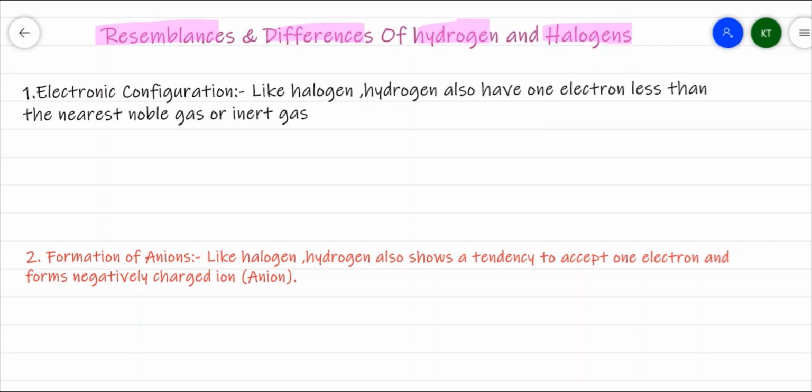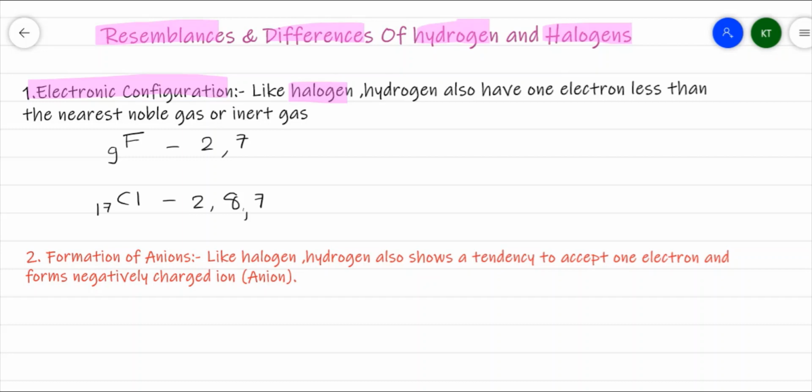The very first point is electronic configuration. Just like a halogen atom, a hydrogen atom also possesses one electron less than the nearest noble gas or inert gas element. So I have fluorine, atomic number 9, electronic configuration 2,7. I have chlorine, atomic number 17, electronic configuration 2,8,7.